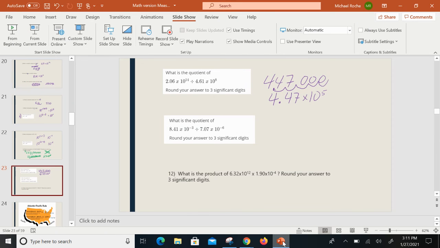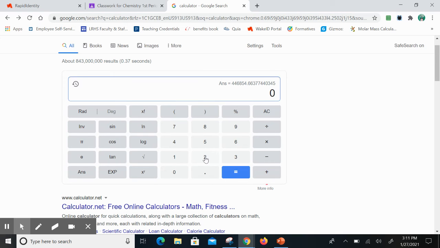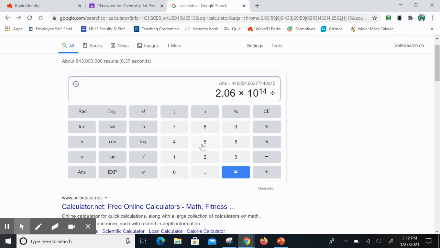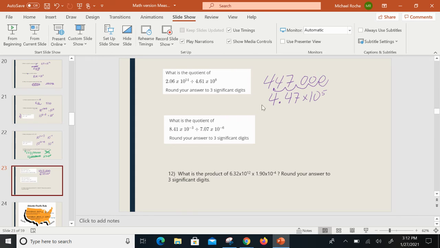Okay. So the point of all that is that if I didn't put the parentheses in, 2.06 times 10 to the 14th divided by 4.61 times 10 to the 8th, what you'll see here is that it's just going to divide by the 4.61, and I'm going to get a much larger times 10 to the 21st. And that's not the correct answer. It should not be times 10 to the 21st. It should be times 10 to the 5th. So it added my exponents instead of subtracting.